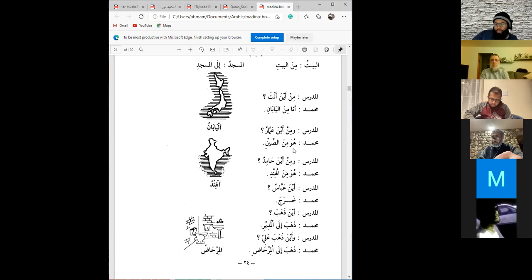So we have here huwa. We have... so we went over the ضمائر الرفع, the pronouns for رفع. The last thing that's in this lesson is the concept of verbs, al-fi'l.